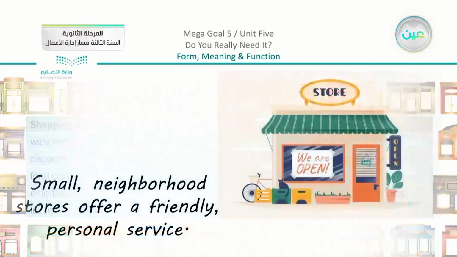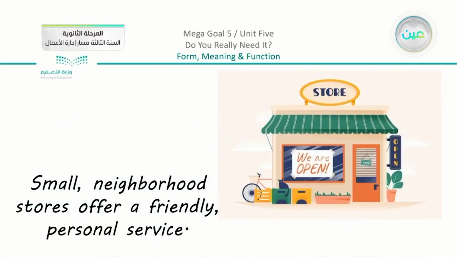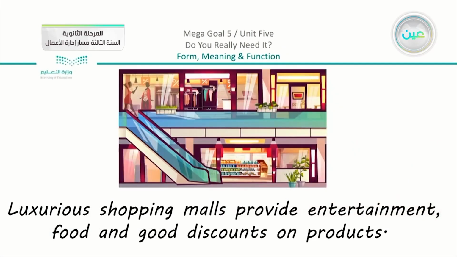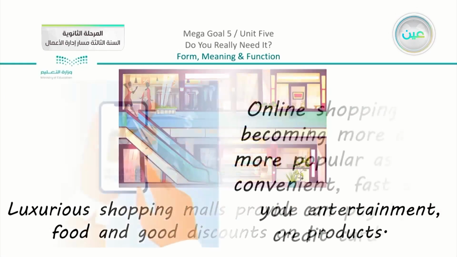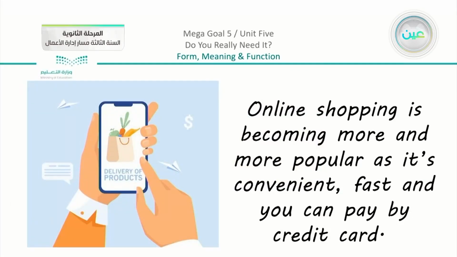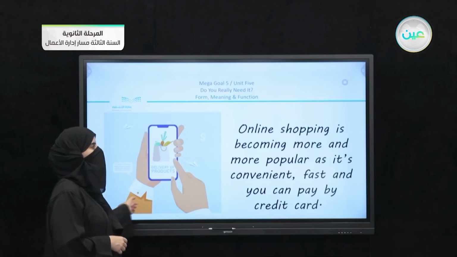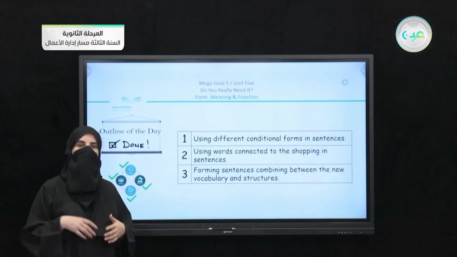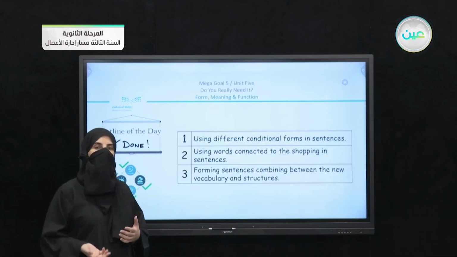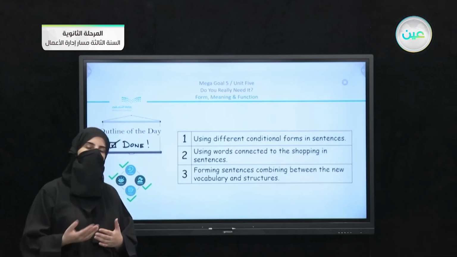So just to apply them in sentences, we're going to give examples. Small neighborhood stores offer a friendly personal service. Luxurious shopping malls provide entertainment, food, and good discounts on products. Online shopping is becoming more and more popular as it's convenient, fast, and you can pay by credit card. So what do they mean by the word fast? These words are connected and related to shopping, which is also related to advertisements and what we have in Unit 5 in general. Do you really need it?